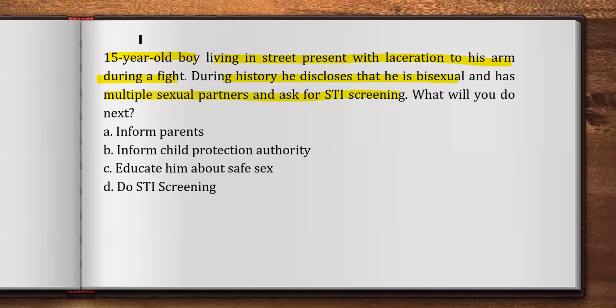A 15-year-old boy living in the street. So he's independent, right? Do you want to inform parents? No. If he's independent, you don't inform parents. So rule that out first. Do you need to inform the Child Protection Authority if he's independent? Again, no. So do you want to educate him about safe sex, or do you want to do an STI screening? That's the question.